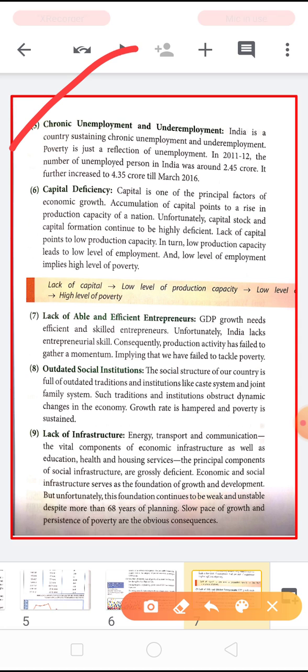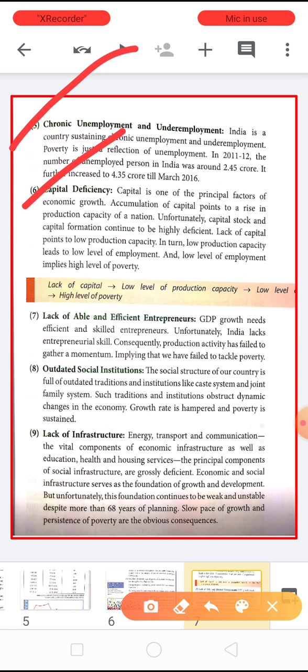So chronic unemployment and underdevelopment are also the main causes of poverty in India. India is a country which sustained chronic unemployment and underemployment. In the year 2011 to 12, the number of unemployed persons in India was around 2.45 crores, and it further increased to 4.35 crores till March 2016. So within a period of 5 years, the total number of unemployed people has doubled.